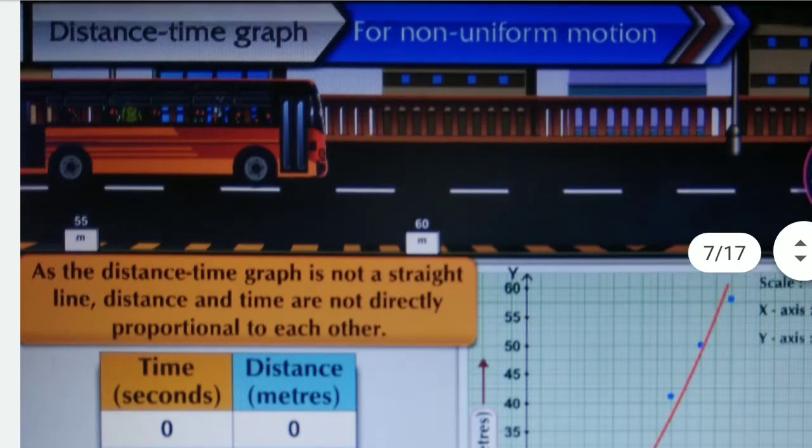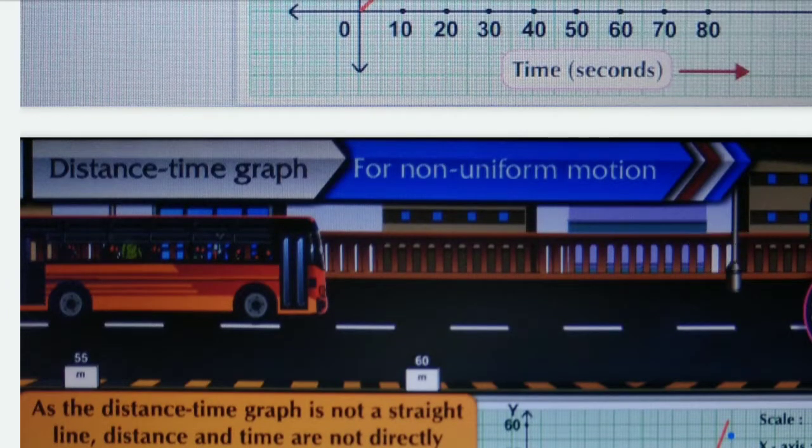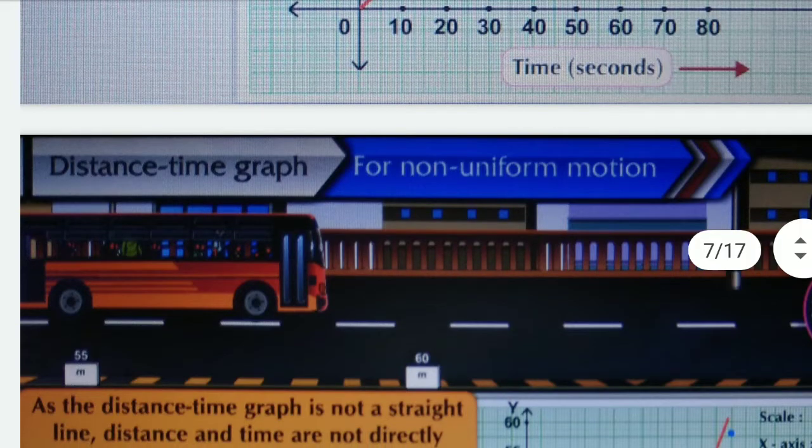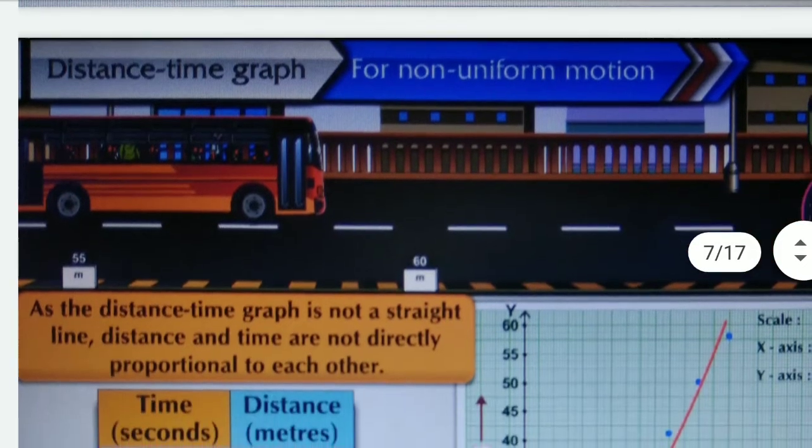Now this is the distance time graph for non-uniform motion. What is the non-uniform motion, which we already studied in previous lecture? What is the non-uniform motion? If the object covers unequal distance in equal time interval, then that motion of the object is said to be non-uniform motion. Observe this table.